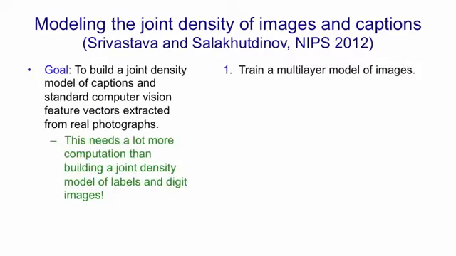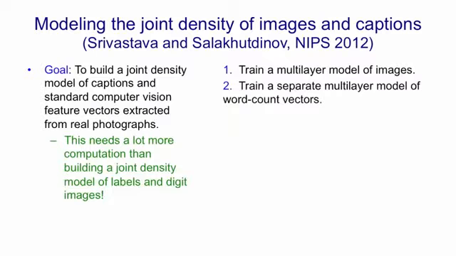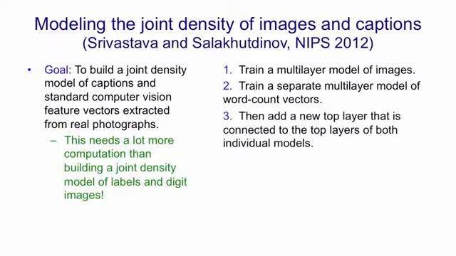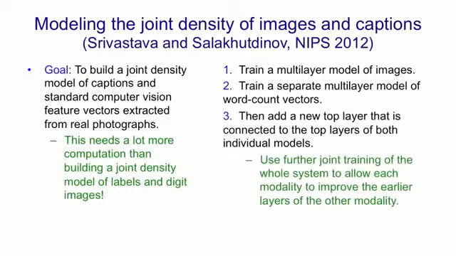So what they did was they first trained a multi-layer model of images alone. That is, it's really a multi-layer model of the features they extracted from images using the standard computer vision features. Then separately, they train a multi-layer model of the word count vectors from the captions. Once they've trained both of those models, they add a new top layer that's connected to the top layers of both of the individual models. After that, they use further joint training of the whole system so that each modality can improve the earlier layers of the other modality.